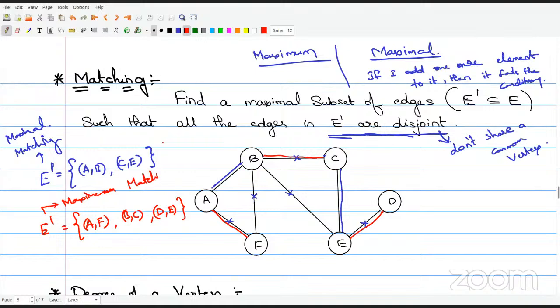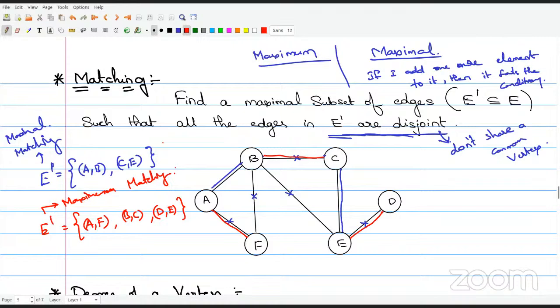Without failing this condition, I can have only a maximum of three edges. I cannot have some other set which has four edges. So I can have a maximum of three edges in my set. That is called maximum matching.